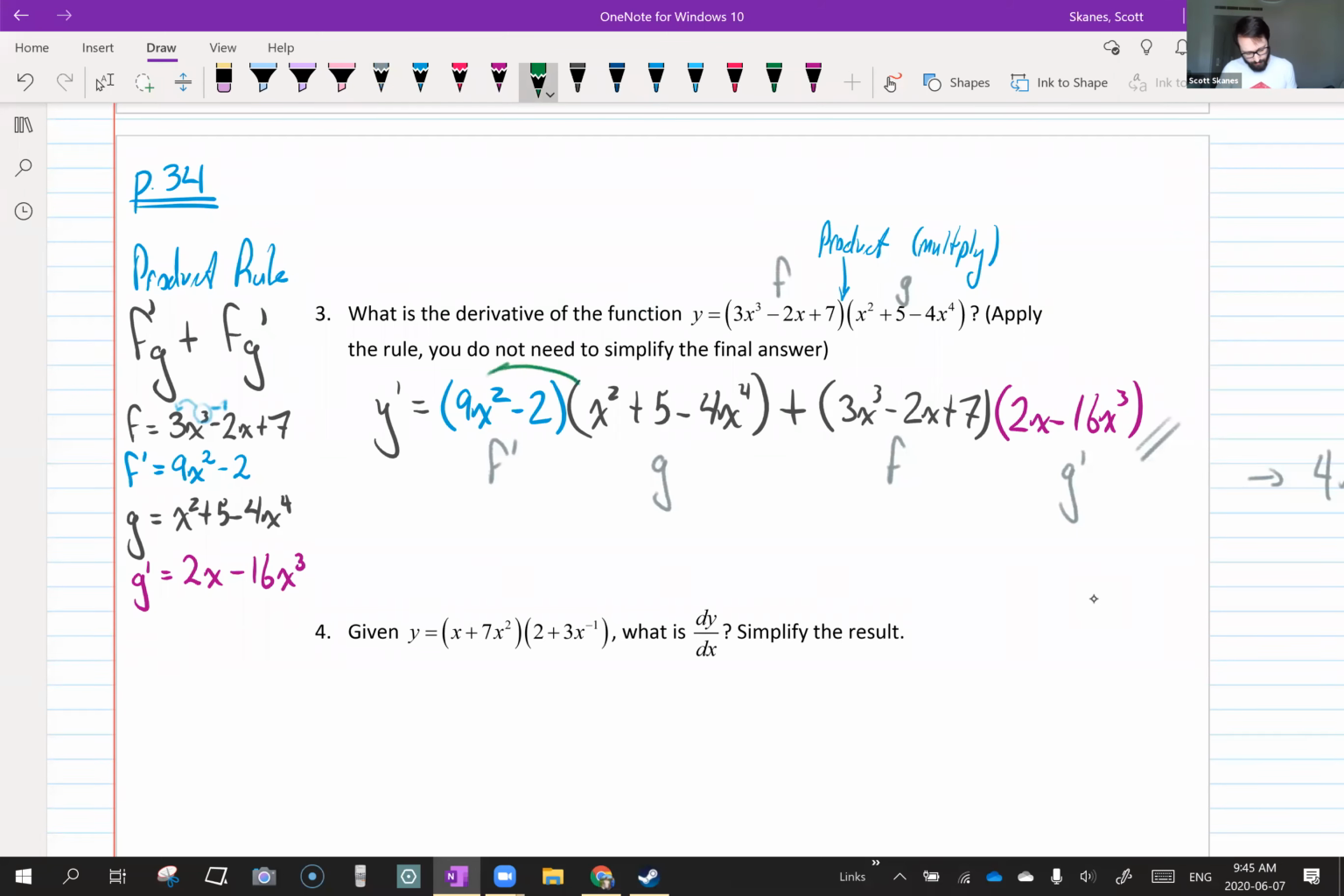You'd have to multiply, multiply, multiply, so you would have like 20 different expansions, and that's not worth it. The answer is, this is the derivative just as is. So don't worry about simplifying that or multiplying it out. It would be a waste of your time. Okay?